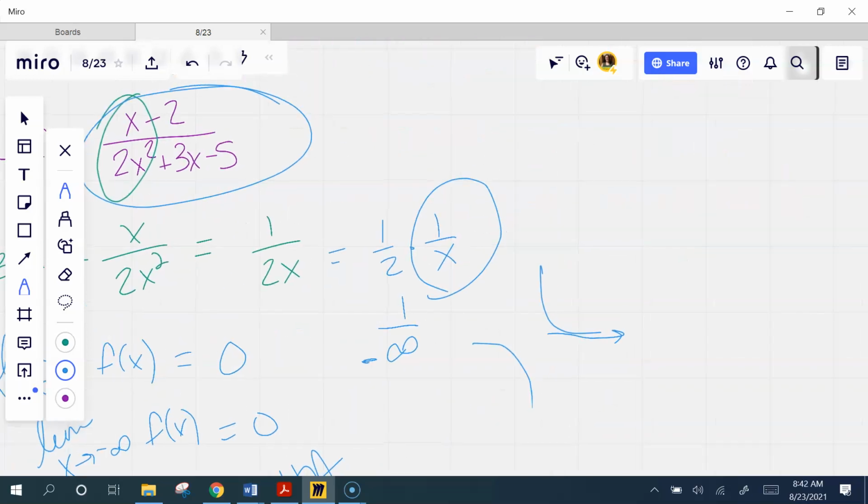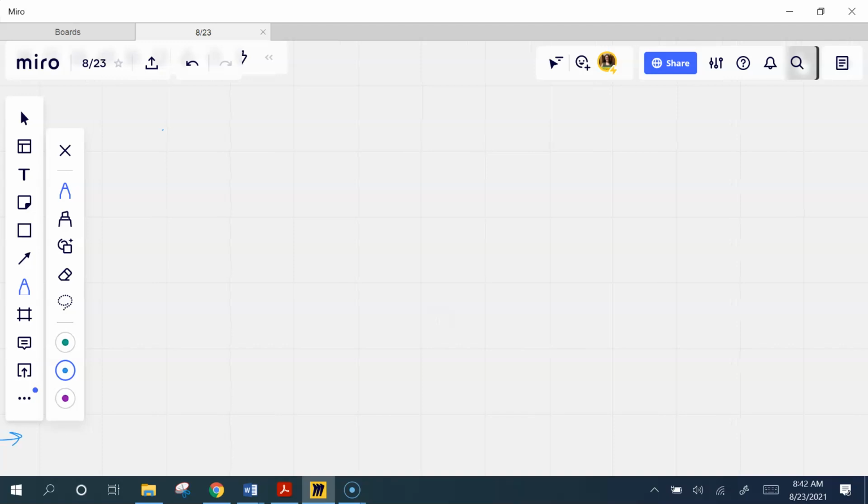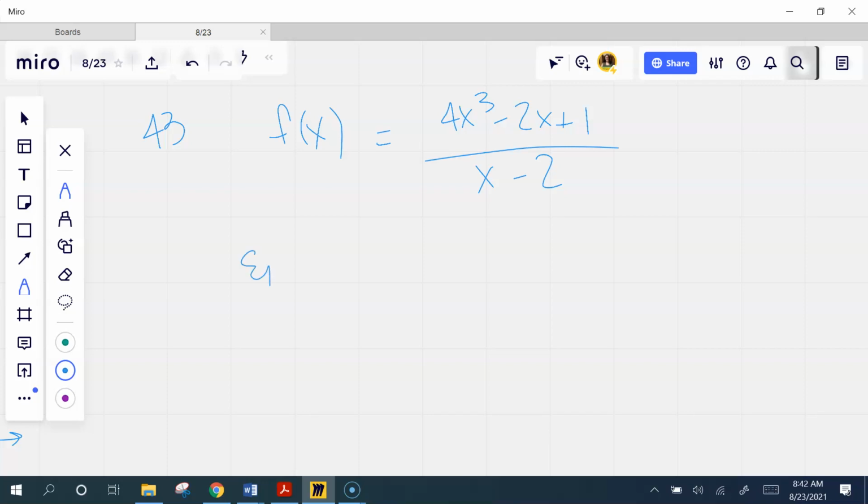43. All right. So 43, same concept. Let's look at it. We have 4x cubed minus 2x plus 1 over x minus 2. Van, give me a good end behavior model.